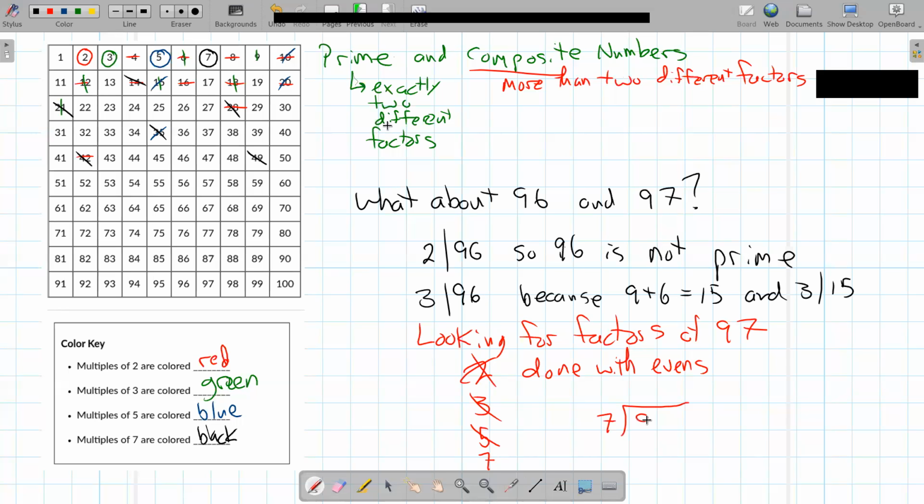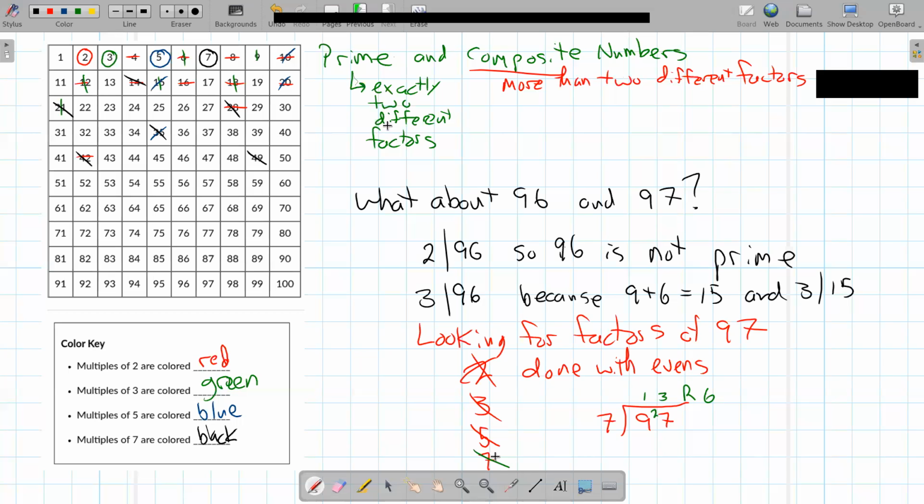So 7 goes into 97. Let's see, 7 goes into 9 one time. 9 minus 7 is 2. 7 goes into 27 3 times. 27 minus 21 gives me a remainder of 6. So because I have a remainder, 7 does not go in. So 7 doesn't go in there either.